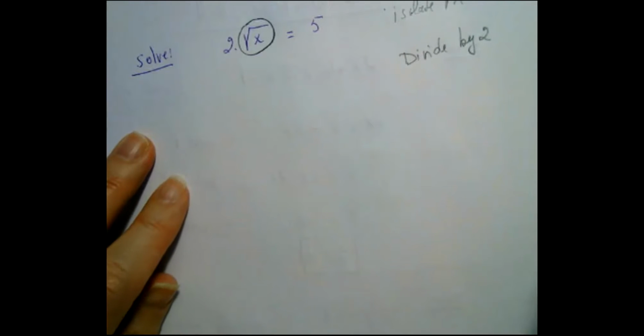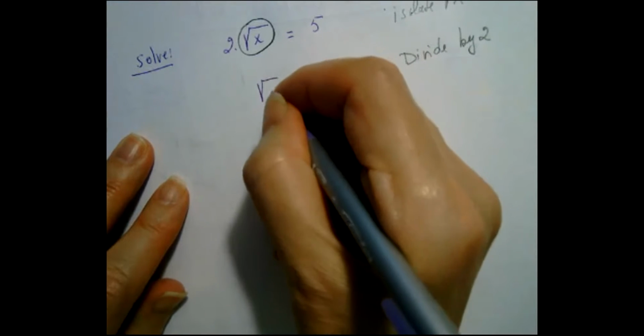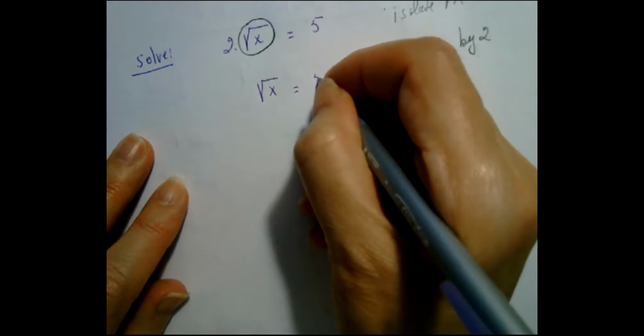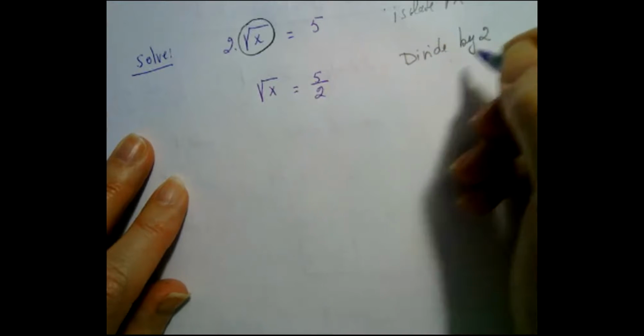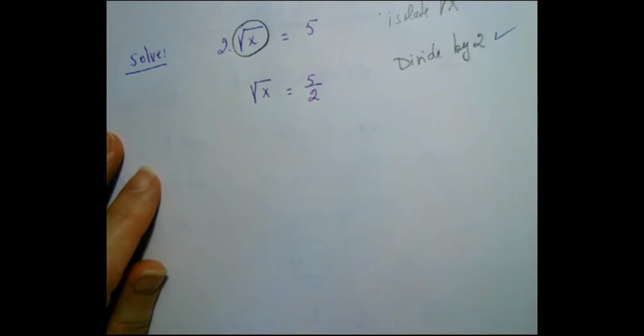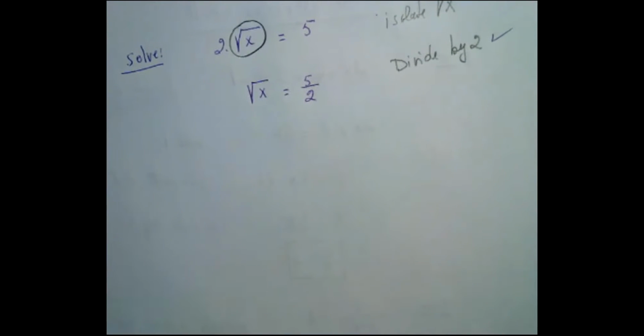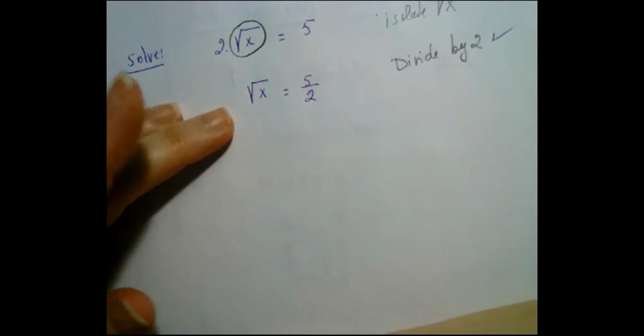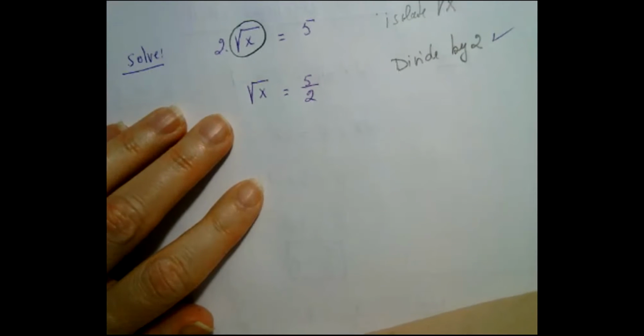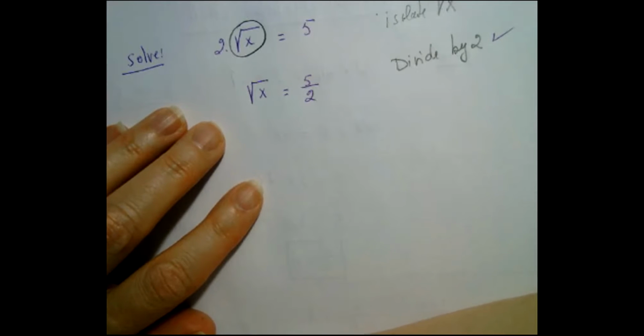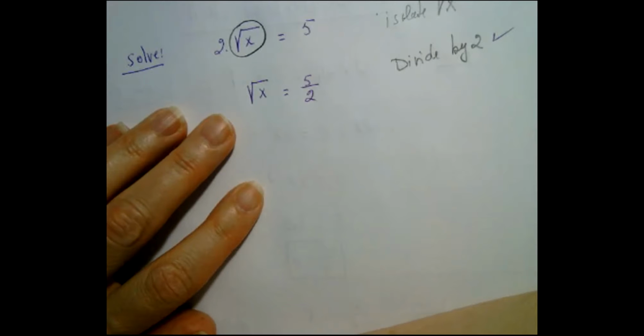Okay, so I'm going to do that. So the square root of x is 5 over 2. I isolated the square root. And then quickly, what should I do now? I want to get rid of the square root. How can I get rid of it? Square root of 5 over 2? No, no, because this is the square root of x.